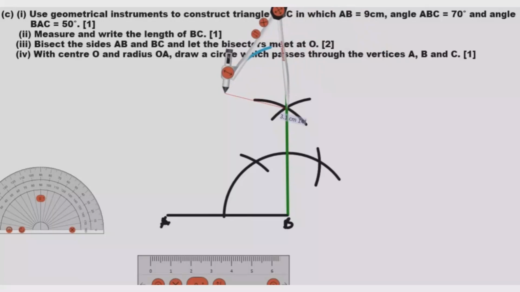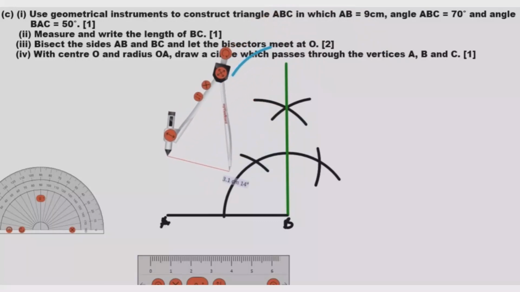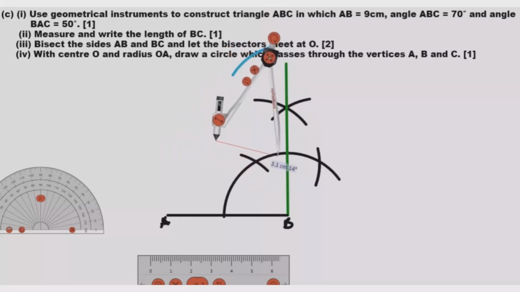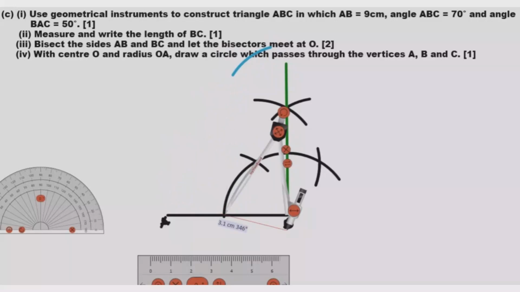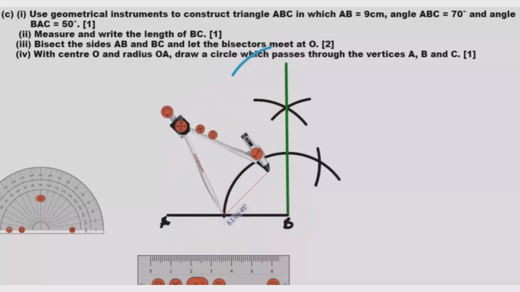Sorry for that. I tried to reduce the space, that's why you can see the dimensions are not exact like the ones in the question, but the steps are the same. Once we have drawn that arc, the next thing we do is get the compass, put it here, then adjust the length.